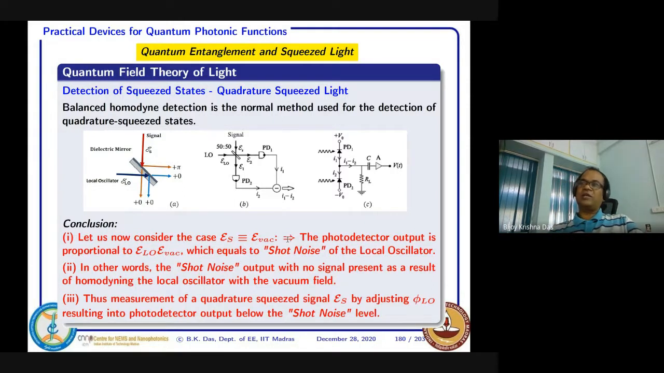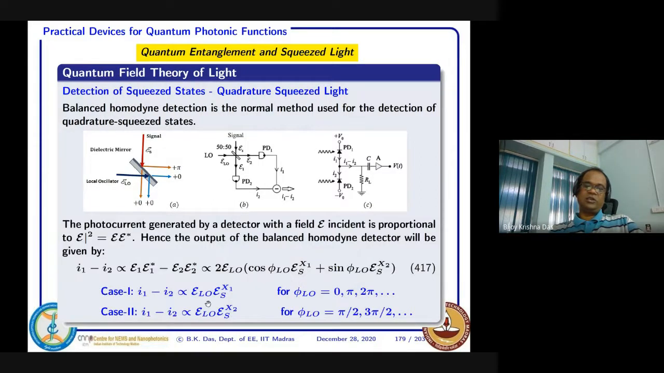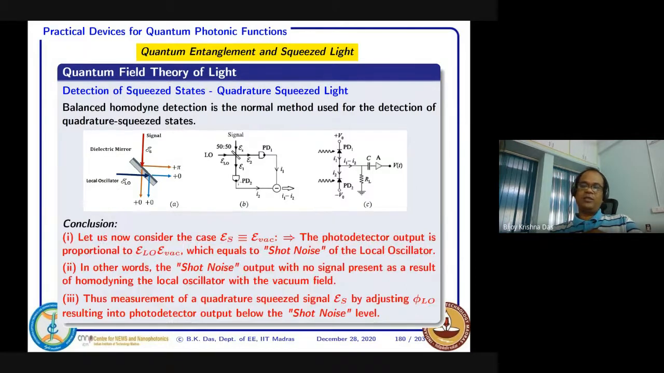Okay, this is the detection. I have not yet discussed how this squeezed light will be generated. Suppose squeezed light means it is X1, X2 quadrature-wise. If somehow you can squeeze, then you can get this output whenever you are switching. So whenever the signal is there, your noise level will be low. And whenever there is no signal, you will just get the shot noise level coming out of the laser. Okay, so that is how the homodyning technique is very, very useful for detecting quadrature squeezed light.